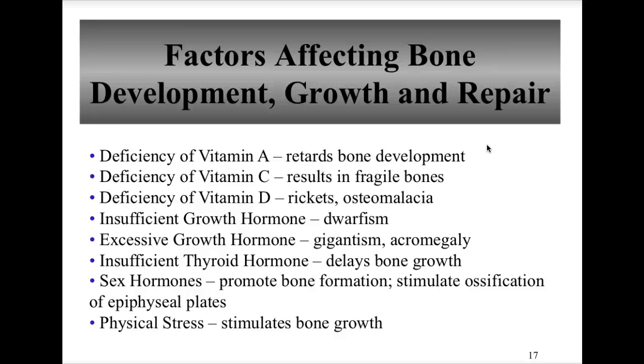So when you have hyposecretion in children, that will result in dwarfism. So that's you're not secreting enough, you're under. That's going to result in dwarfism. So that would be insufficient growth hormone. And then the reverse of that is the hypersecretion, excessive growth hormone, and that's going to result in gigantism. And these disorders are discussed in chapter 13.